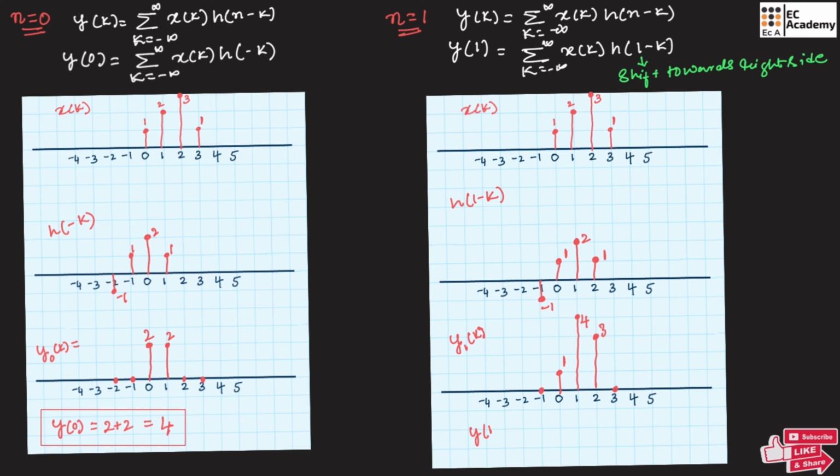So y of 1 will be equal to summation of all these values. So it will be 1 plus 4 plus 3, which is equal to 8. So y of 1 is equal to 8. Now for n is equal to 2, let us find the convolution sum.